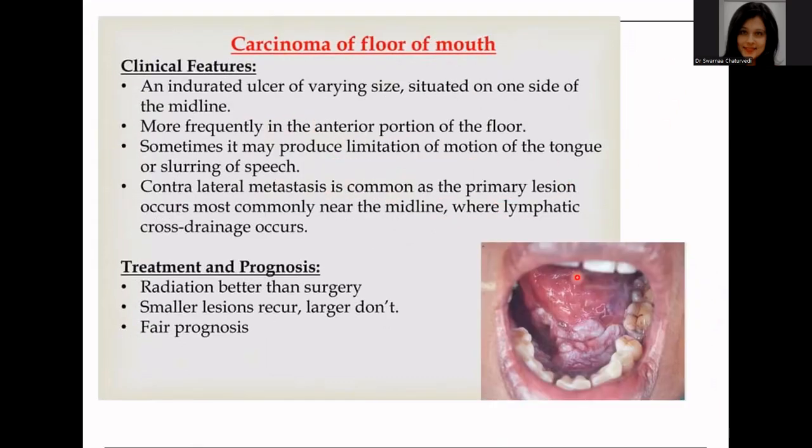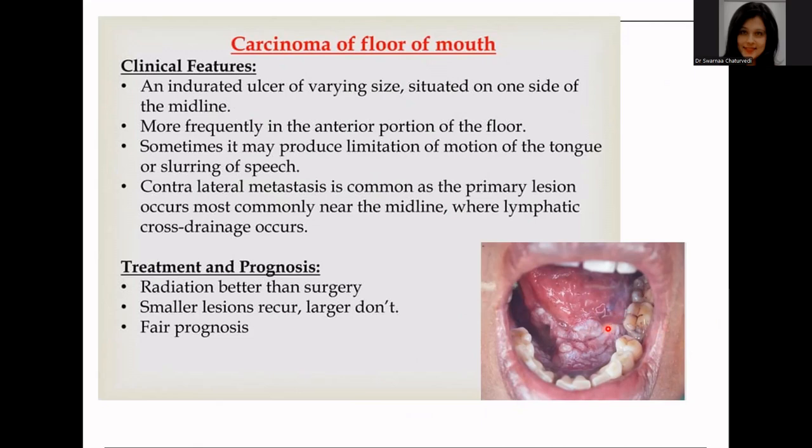Next region is the floor of the mouth. Here the lesion presents as an indurated ulcer of varying size situated on one side of the midline, more frequently in the anterior portion of the floor. Sometimes it may produce limitation of the motion of the tongue because of the tongue attachment in the same region. A limitation of motion of the tongue may cause slurring of speech.